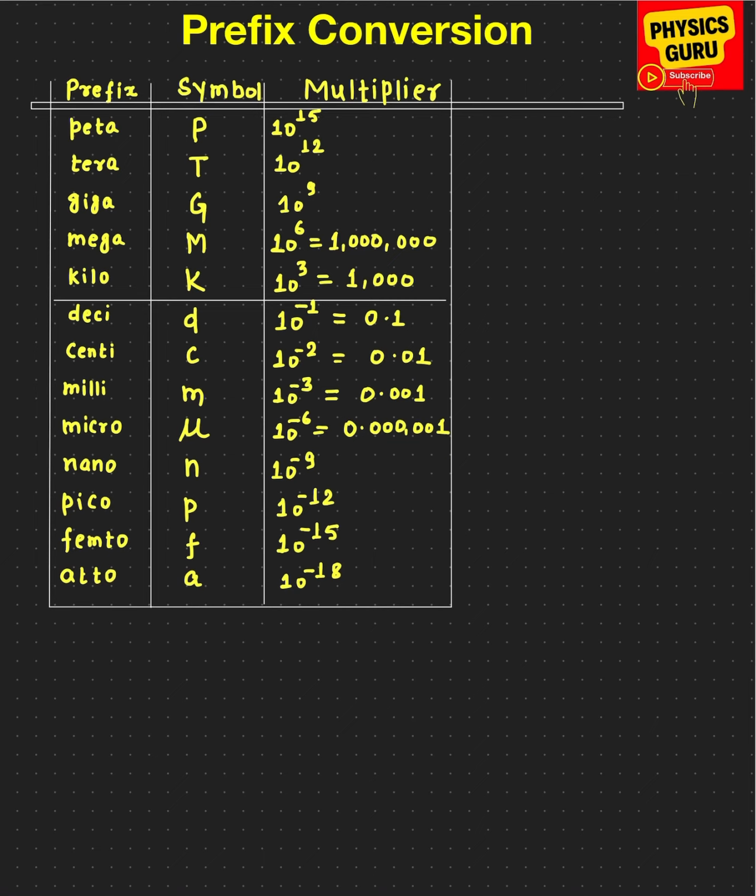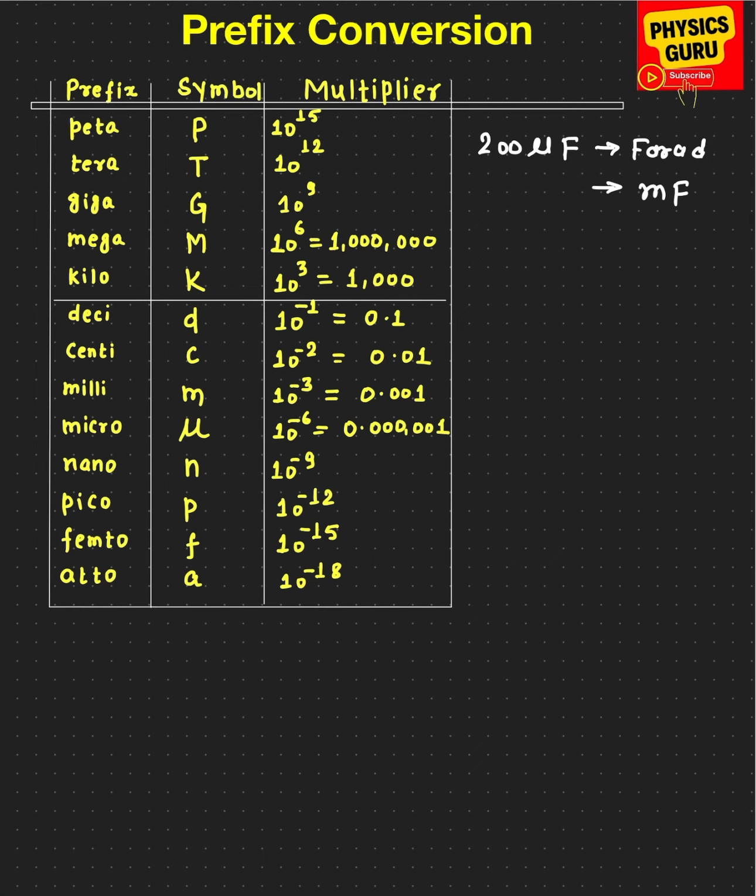Most of the time you have to solve it this way. For example, let's say you have 200 microfarad, which is the unit of capacitance, and you have to convert into farad. And now let's say you also have to convert into millifarad. Okay, so 200 microfarad you have to convert into farad and millifarad.